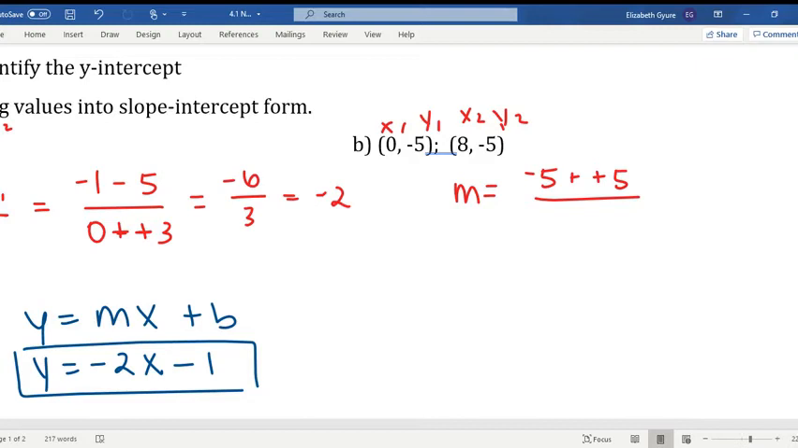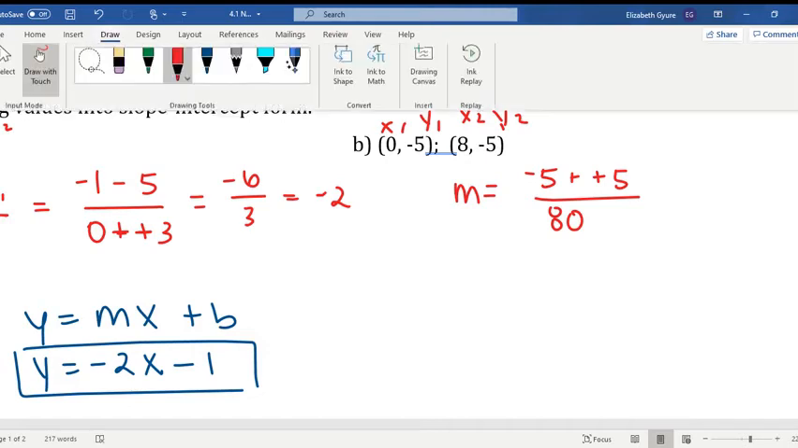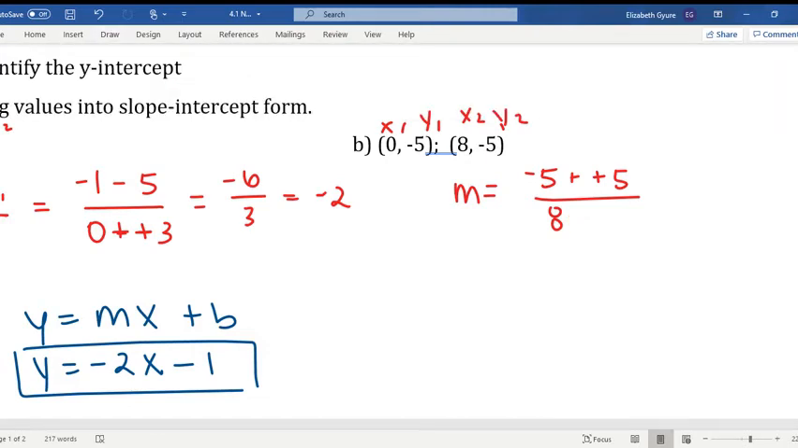Positive. All right, then on the bottom, subtract your x's. What should we do down there? 8 minus, oh yeah, -0, not 80. 8 minus 0. All right. What is -5 plus 5? 0. Okay, 0 over 8. And what's 0 over 8? 8. Nope. 0. Okay.